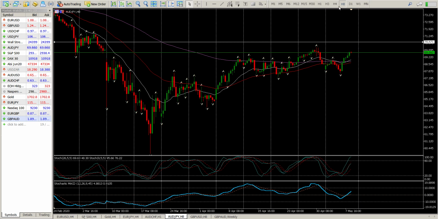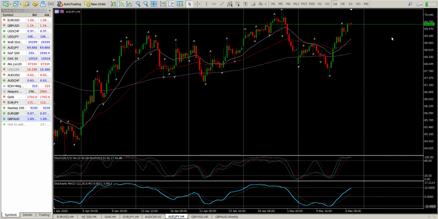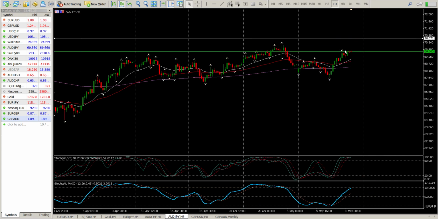So the first setup for me is as follows. What I'm looking for is any form of pullback, and there's a bit of structure here on the 4 hour right here, and that is 68.849. So I'd be looking for any form of pullback structure into this area, and then a move back up to 76.71.